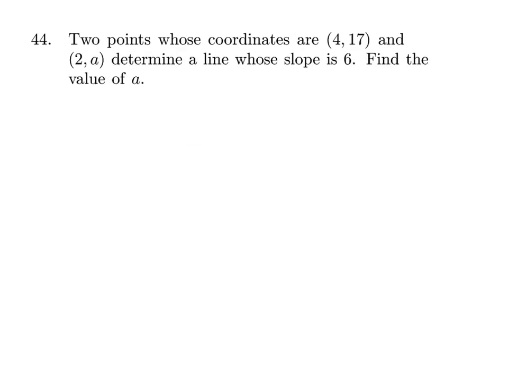2 points whose coordinates are 4, 17, and 2a. Determine a line whose slope is 6. All right, so that's x1, y1, x2, y2. All right, so I have slope formula to apply here.